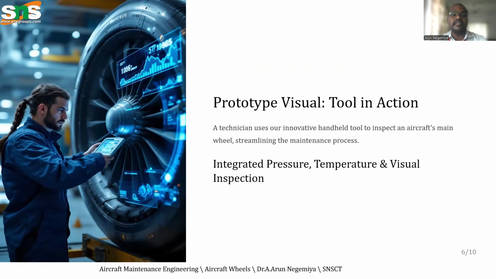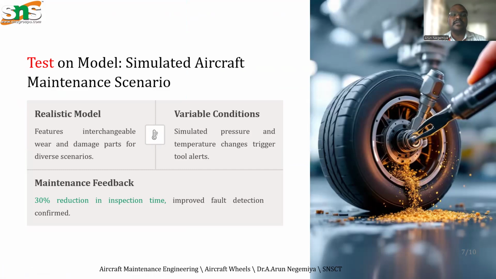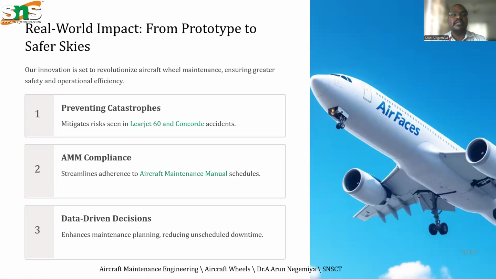Here, technicians handle the tire pressure and find what failures are present in that area. Then comes testing. In the testing model, we apply a realistic model and variable conditions. Each and every test should be recorded in the manual. With every inspection, we can avoid 30 percent of failures during landing. These are the real-time impacts of these cases.